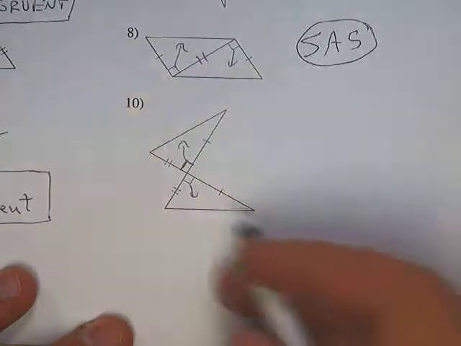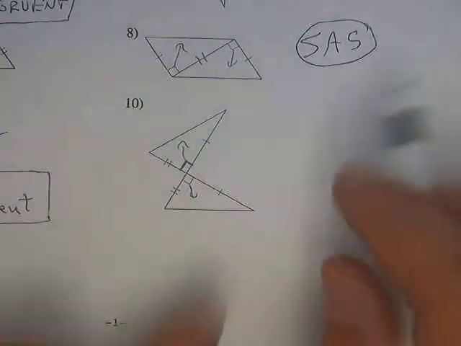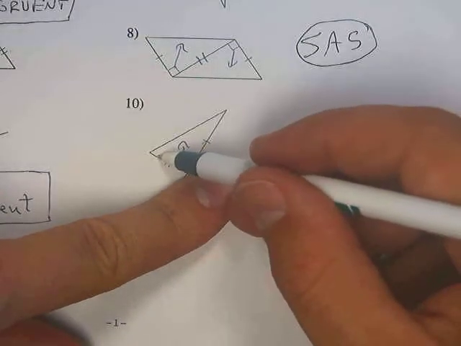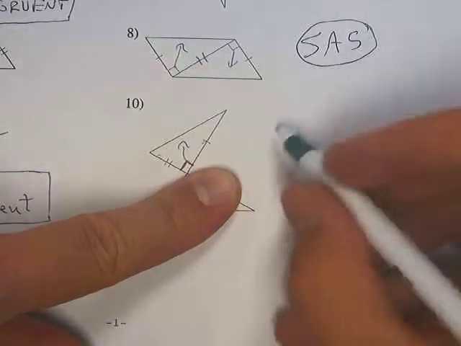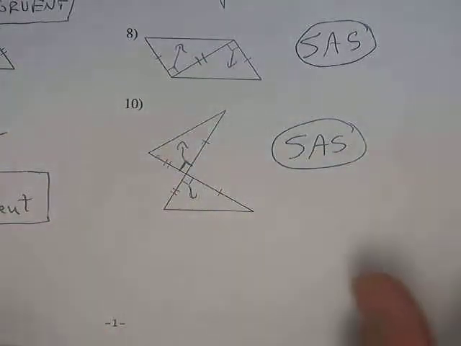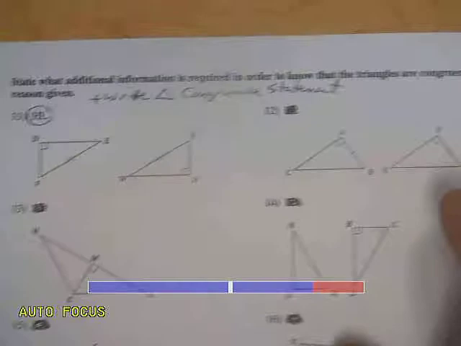Number 10, vertical angles. That means that these two are both right angles. They point to the hypotenuse. Hypotenuses are not congruent, so it cannot be HL. We do have a side, angle, side. Angles between the 2 sides. That's the way to prove they're congruent.